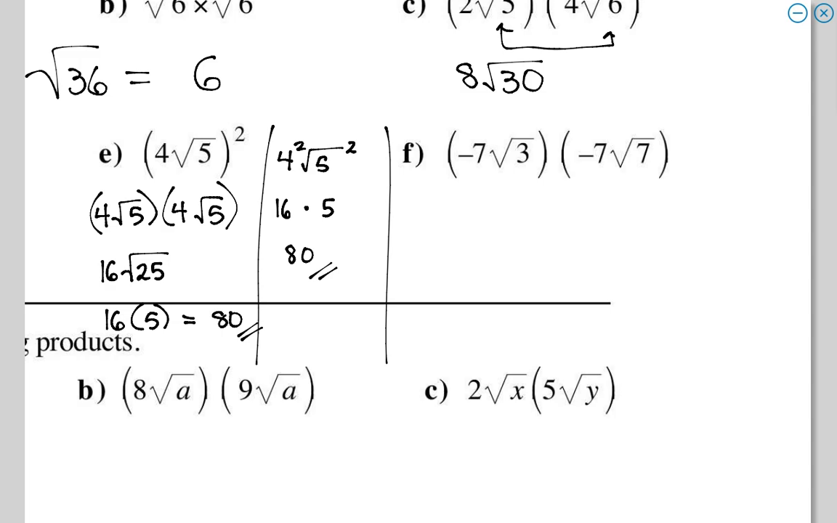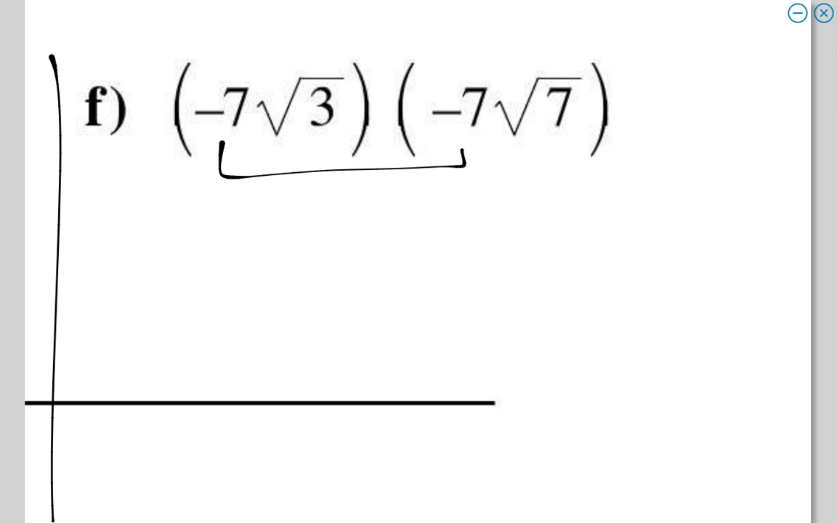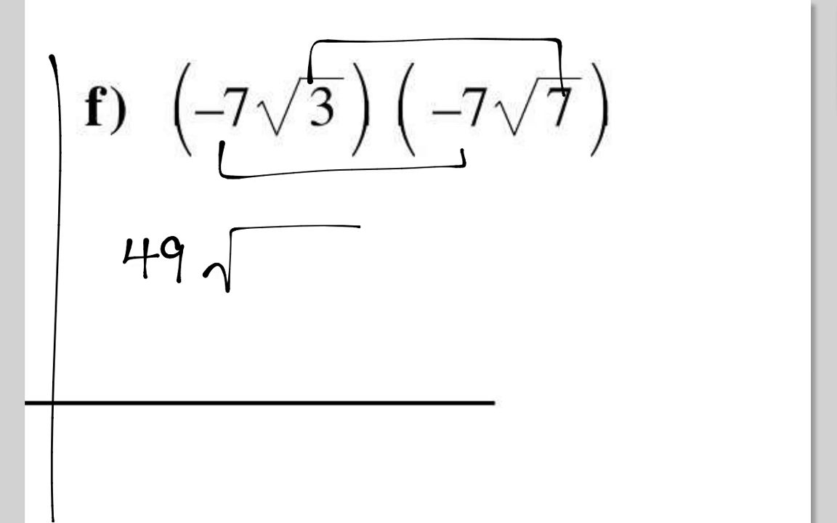Okay. And this one here. A negative 7 by a negative 7 will give you a... Very nice. And then the 3 and the 7 here are going to give you a 21. And then can you simplify that?